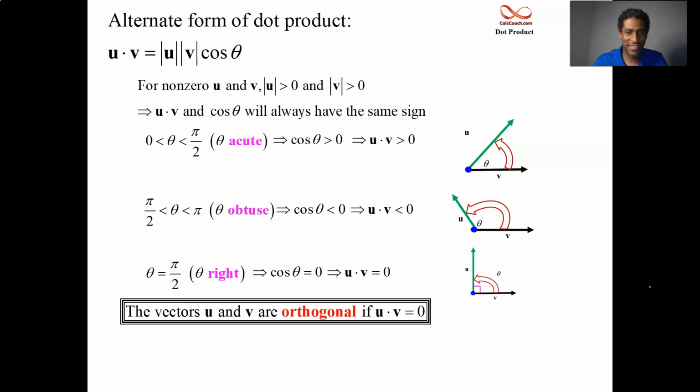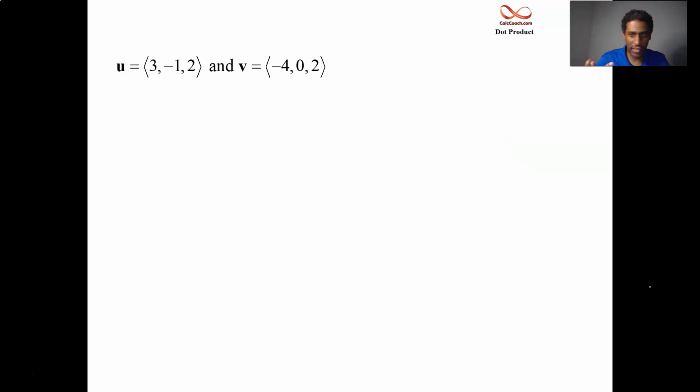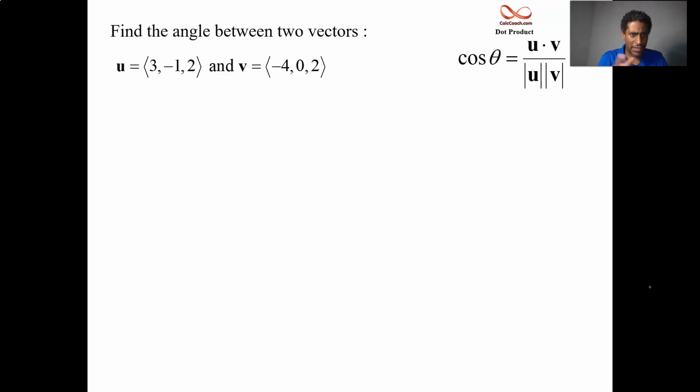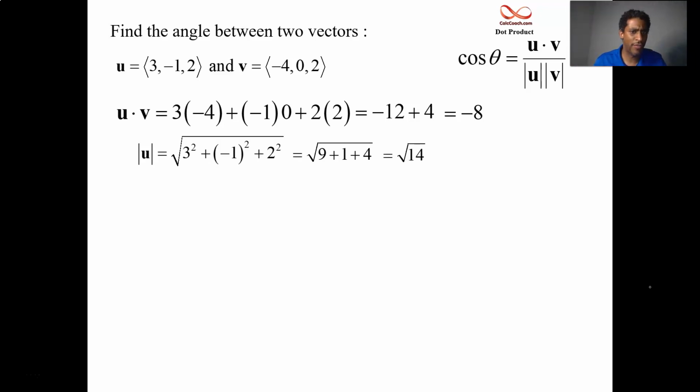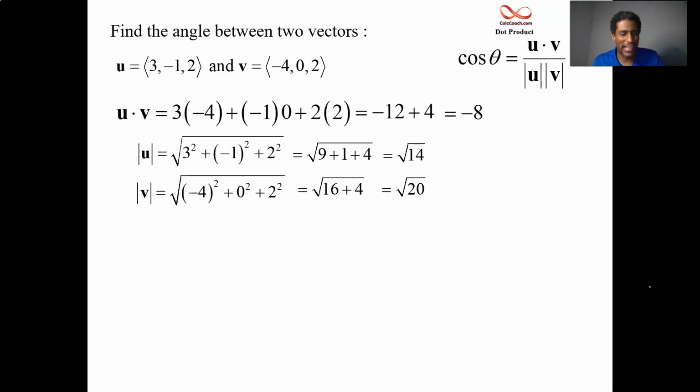All right, great. Let's just do a quick calculation of the angle between these two vectors. We have the formula. The dot product between these two vectors we calculated already to be... Oh, no, we didn't. Negative 8 is the dot product. We take a negative 12, a 0, and a 4. That's a negative 8. The magnitude of u is 9 plus 1 plus 4, so square root of 14. The magnitude of v is 16 plus 4, so square root of 20, but we should probably write that as 2 root 5.